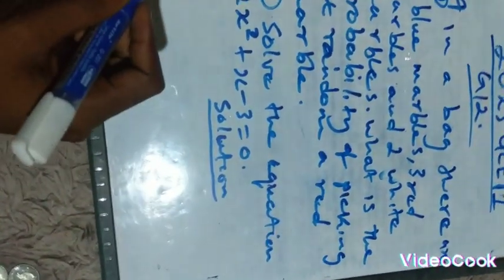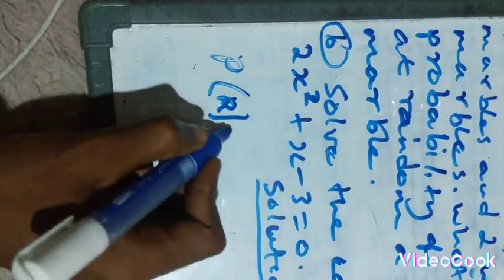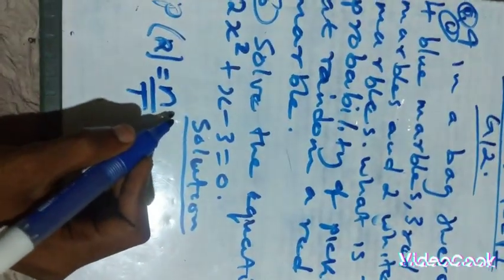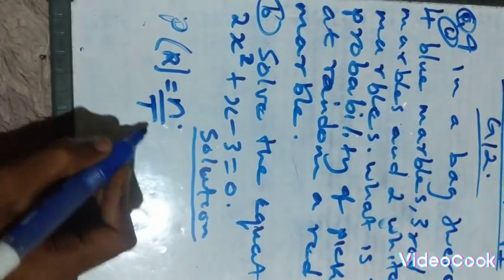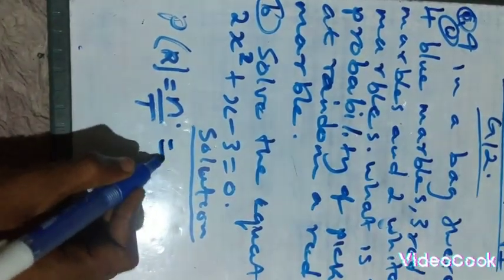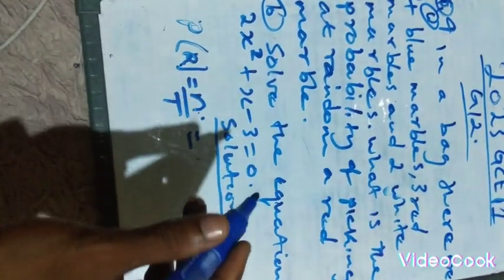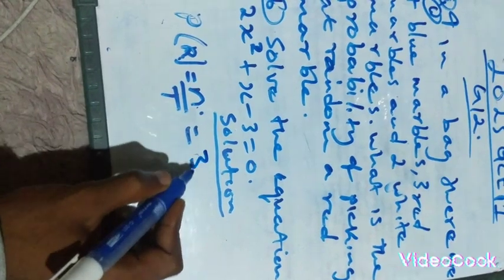You can say the probability of picking a red marble is equal to n over t. This n is the selected number of outcomes, then t is the total. The selected outcomes are red, because here they are saying red marble. How many were red marbles? They are just saying picking at random, so we are going to put 3 here over.